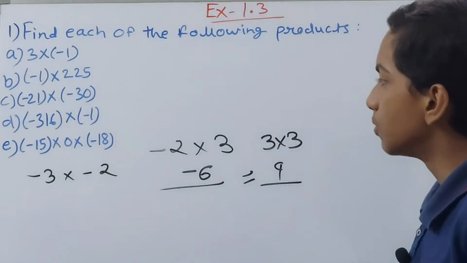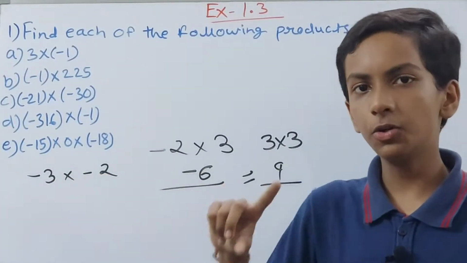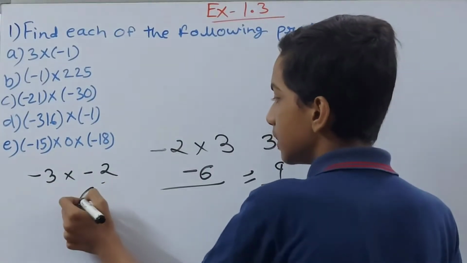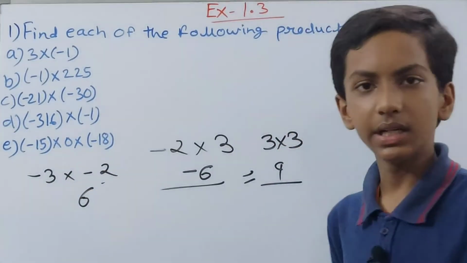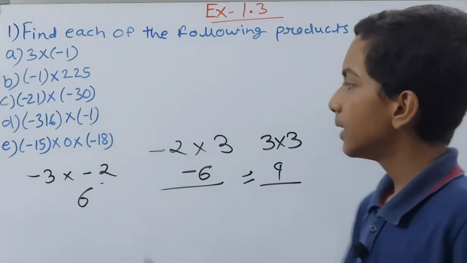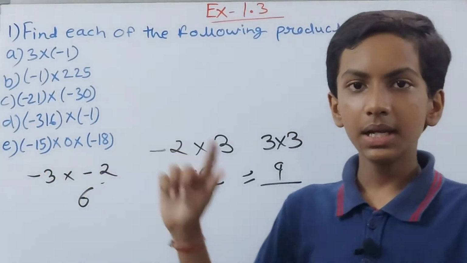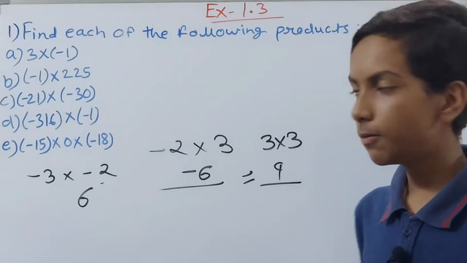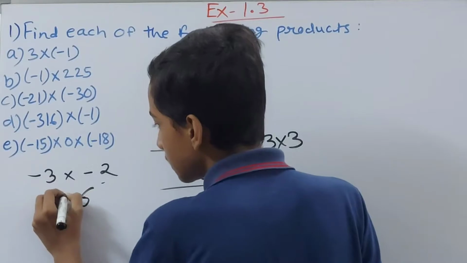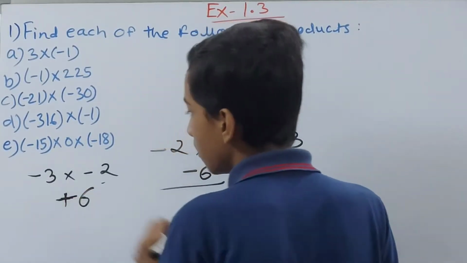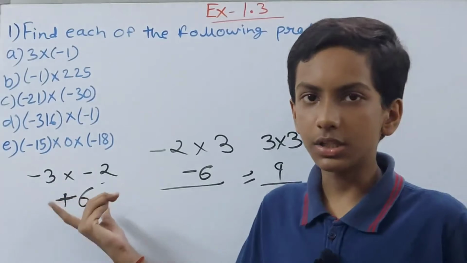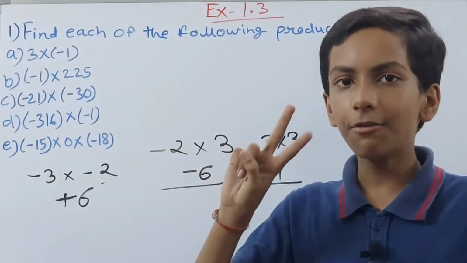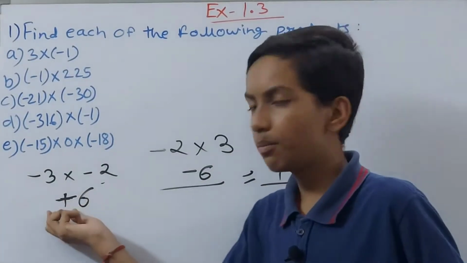Now if we have negative integers, suppose I take minus 3 into minus 2, what are we supposed to do? In this case also, the first thing we do is multiply our numbers. So 3 into 2 is 6. Just write 6 without any sign. Both of our numbers are negative integers, so we write a plus sign. Plus 6 becomes our answer. Whenever we have two negative integers, we take plus as our sign.